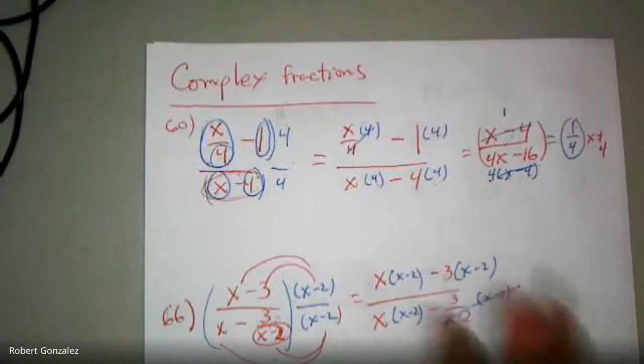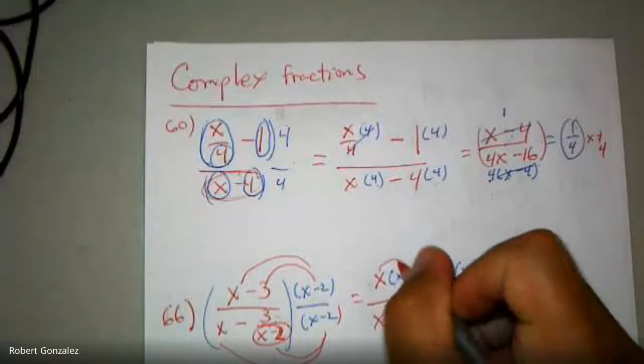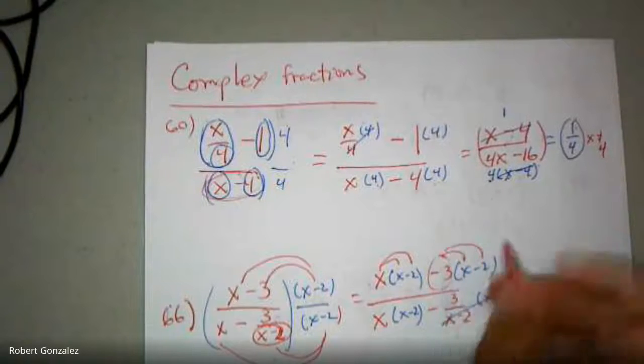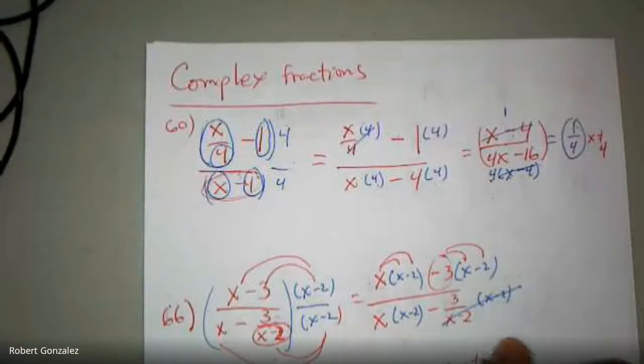Now let's start multiplying out and simplifying. Distribute here, giving you x squared minus 2x. Distribute the minus 3, giving you negative 3x plus 6.